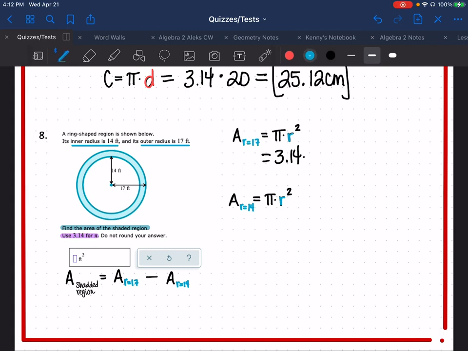My radius for the outer was 17 squared. So I'm putting 3.14 times 17 squared into the calculator, and I get this for my decimal. And my unit, of course, would be feet squared. For the inner, I'm going to do 3.14 times my radius of 14 squared, and I get this for my decimal.